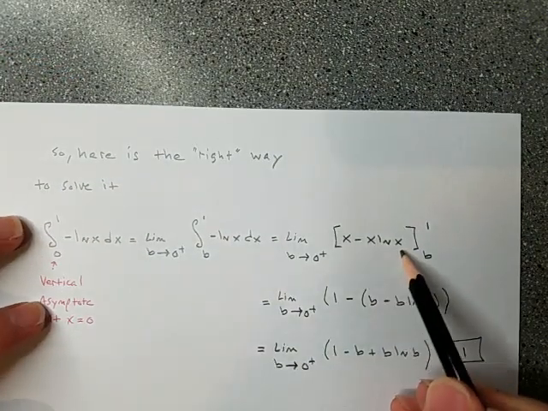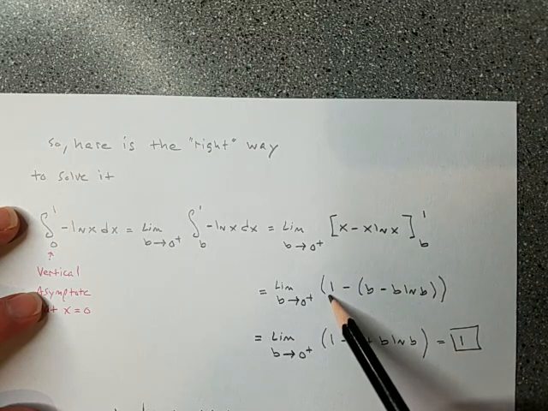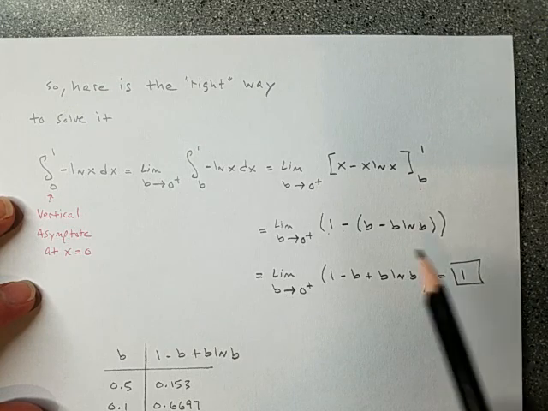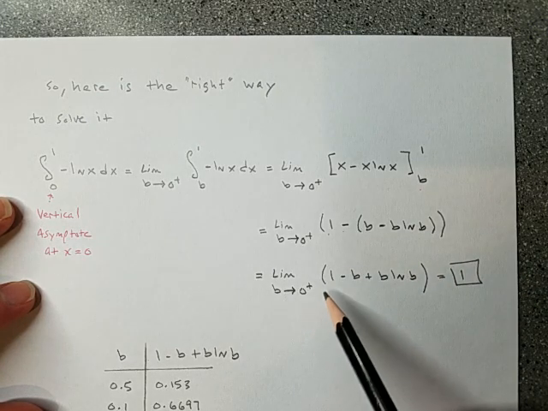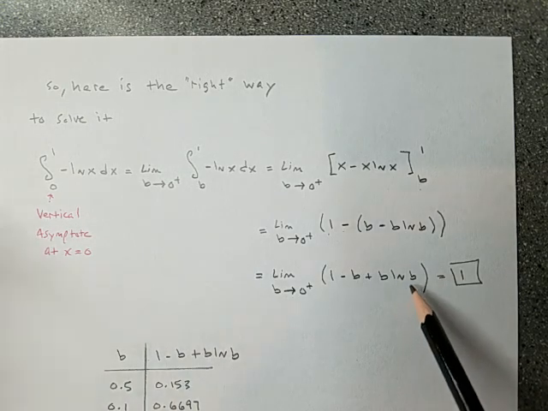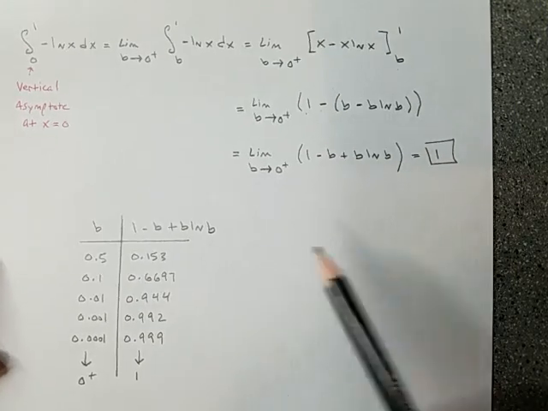We'll take our antiderivative. If we put 1 into that, we'll get 1, minus if we put b into that, we'll get this. And then we've got to do the limit as b goes to 0 from the right of 1 minus b plus b natural log of b. Well, the way you're supposed to do that limit is something called L'Hopital's rule, but you could look at it like this.